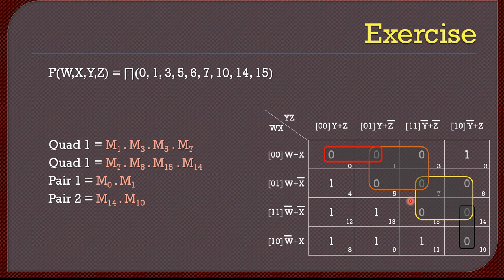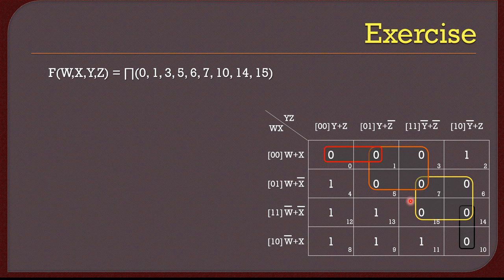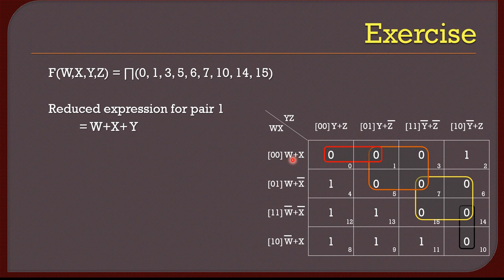Okay, once you are done, you can reduce the expression. So you are going to see how to reduce the expression for pair 1. Okay, you got w and plus x, that will be same for both the boxes 0 and 1. So w and plus x will be taken, and you can see the column here, x is same for both the boxes, it does not change its state. That is y does not change its state, but you can see that z changes its state to z dash, so you are going to remove z. So this is w plus x plus y, that is the reduced expression for pair 1.